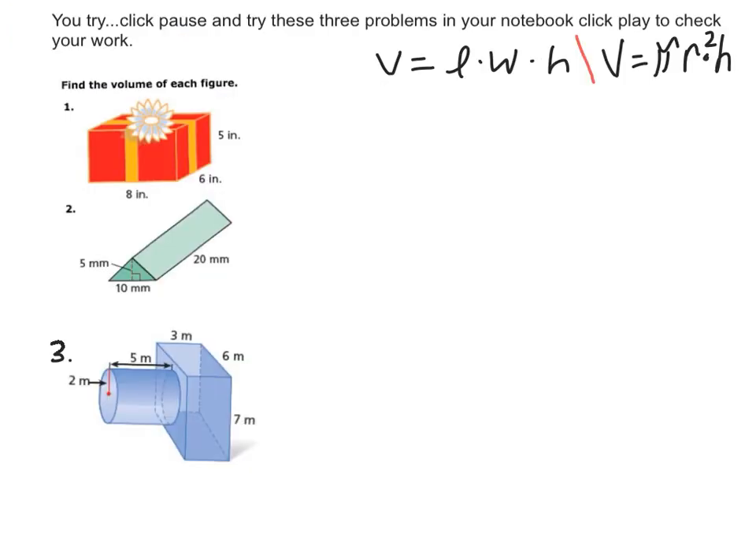Okay, now can you put it all together? You try. Click pause and try these 3 problems in your notebook. Click play to check your work. Notice I left an equation for volume, which is a little different than the equation they've been presenting, and the equation for the volume of a cylinder. Number 1 is a prism. It's got a rectangular face. Number 2 is also a prism, but it has a triangular face. And number 3 is a composite figure. So click pause, try these 3 problems, and when you're ready, click play and I'll review. Good luck.